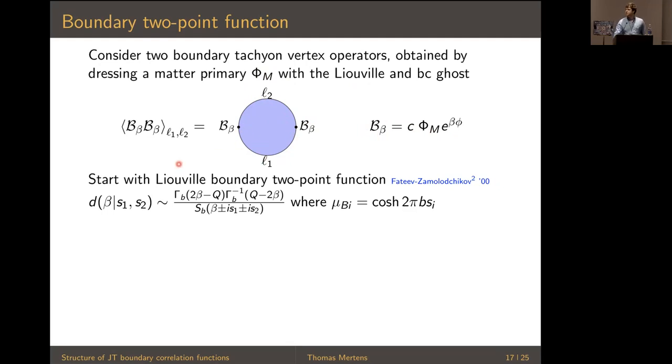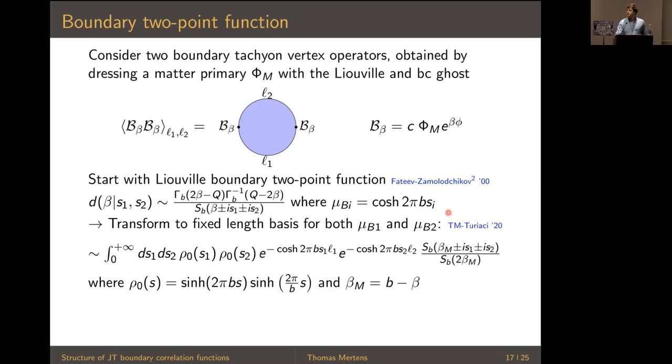So what is the amplitude of this calculation? We start out by looking at the literature and finding the Liouville boundary 2-point function, which is known, and it's written, up to prefactors, here. There's a product of 4 double sine functions in the denominator here. S1 and S2 are labeling the FZZT-brane boundaries in this way. The S labels are related to the boundary cosmological constant in the typical way. And now we just need to transform this thing to the fixed length basis for both mu b1 and mu b2. So we have to apply the Fourier transform 2 times. And after some calculations, this is the expression you find.